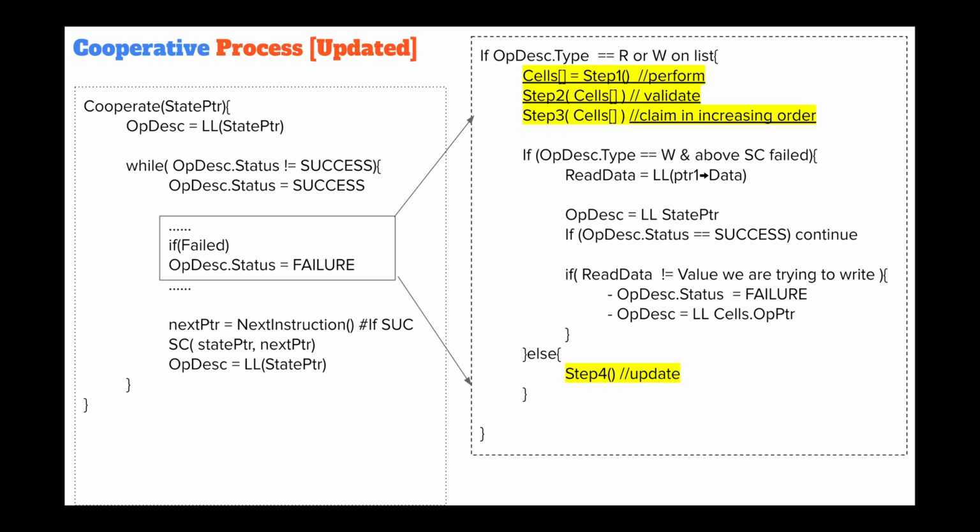Step one will give you all the cells which are required for the operation, and in step two, essentially we go over each of the cells and then check whether it's still valid or not. In step three, we claim them in the increasing order, and in step four, we make the updates.